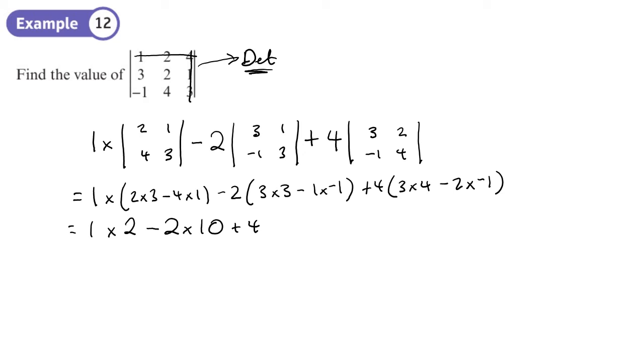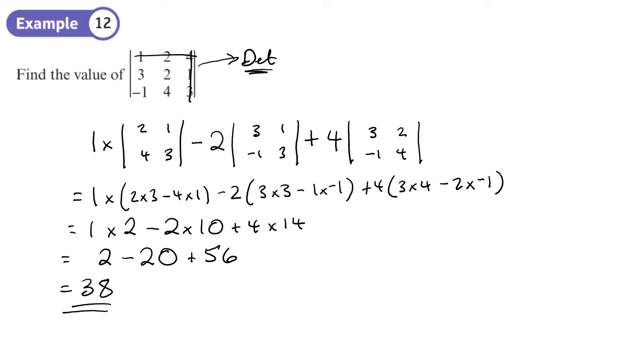So I don't really need brackets. 4 times 14. Right, so what do we get? 2 minus 20, 4 times 14, so that's double 28, 56. So that's all we need to do. So I'm going to use my calculator and be lazy. So 2 minus 20 plus 56, and I get 38. So the determinant of that matrix is 38.